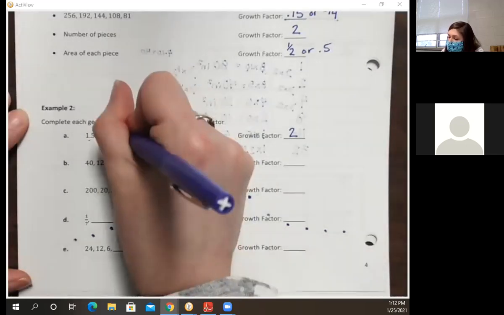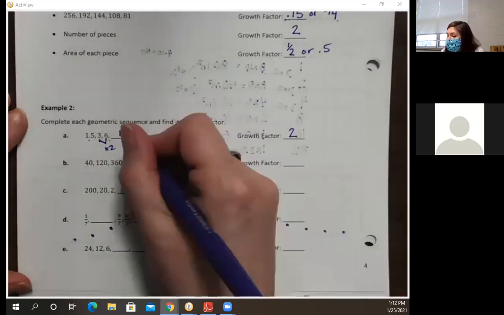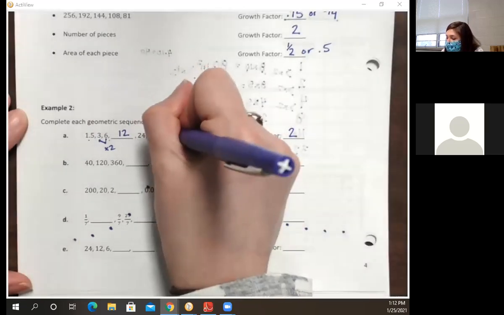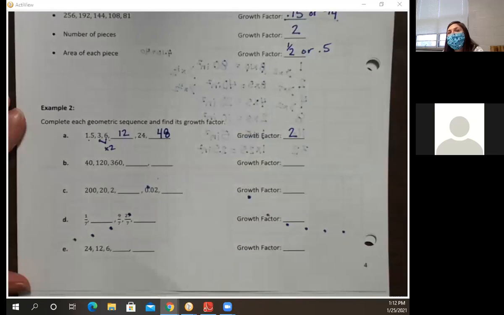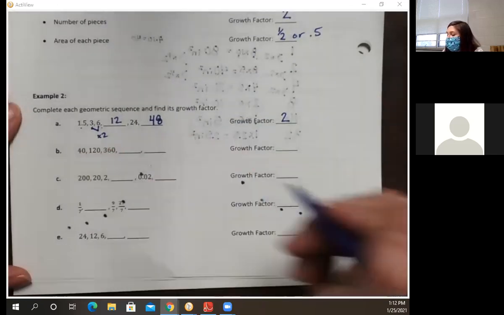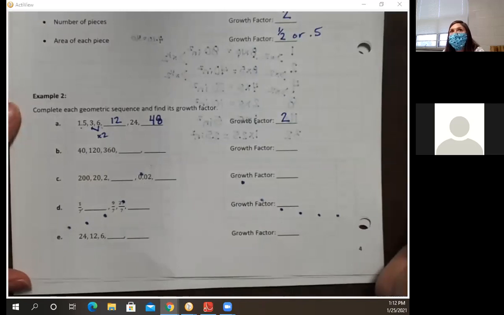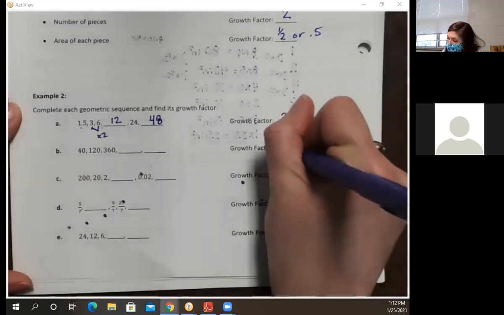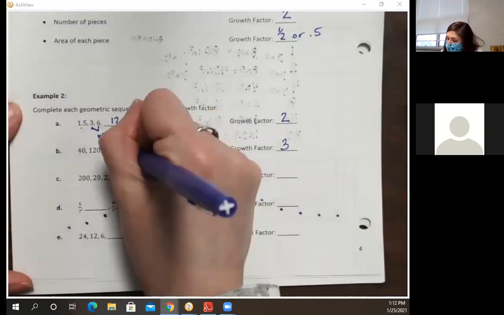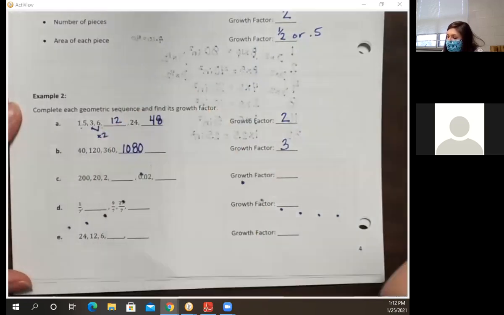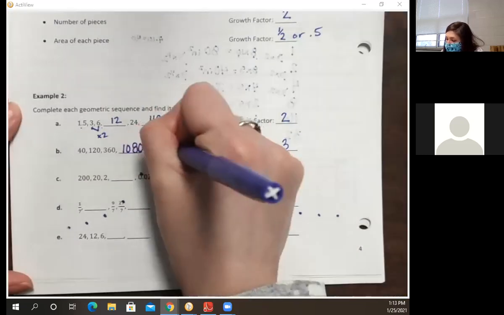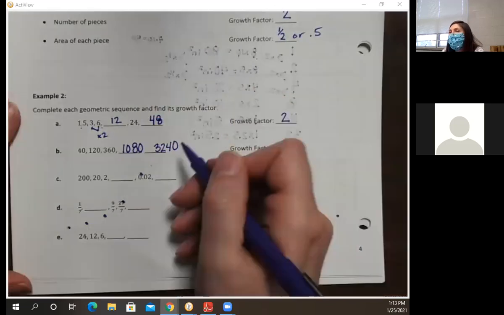So 6 times 2 would give me 12. 12 times 2 gives me 24. 24 times 2 gives me 48. How about B? What's our growth factor for B? 3. So 360 times 3 would give me 1080. And 1080 times 3 gives me 3240. We've actually seen this sequence a couple times already.